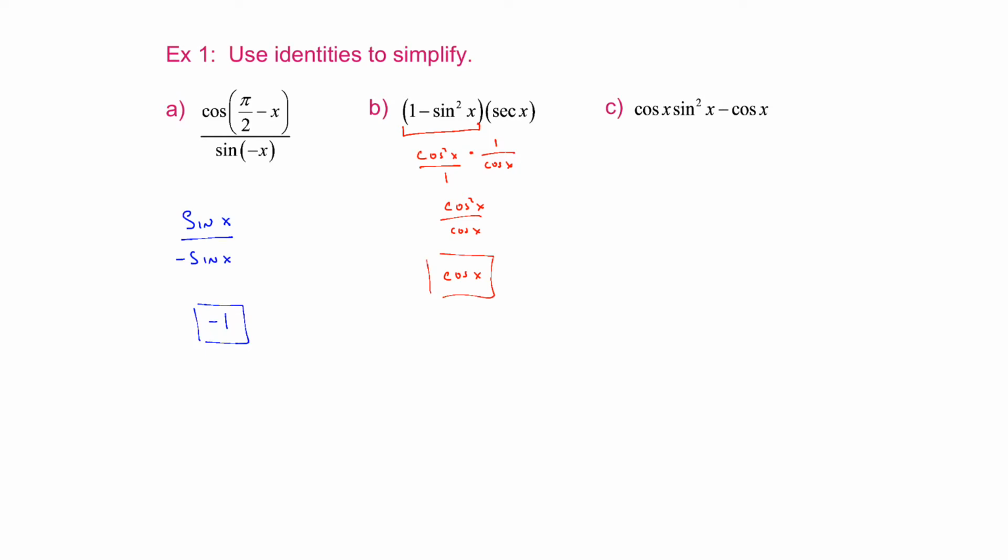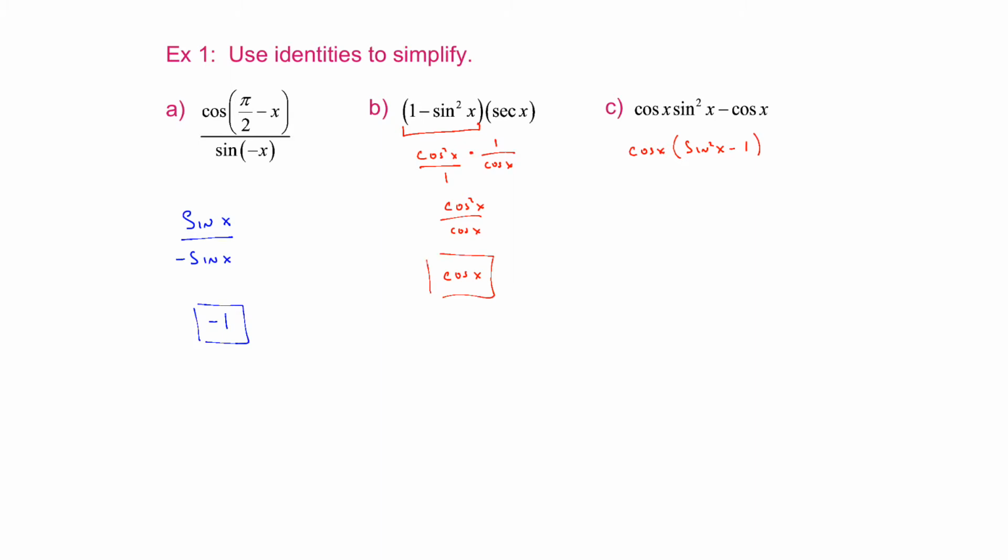We have cosine of x times sine squared of x minus cosine of x. We notice that cosine of x is in common with both terms, so let's go ahead and factor out the cosine of x and see what we have left. That would be minus 1. So sine squared of x minus 1. All right, well, sine squared of x minus 1.